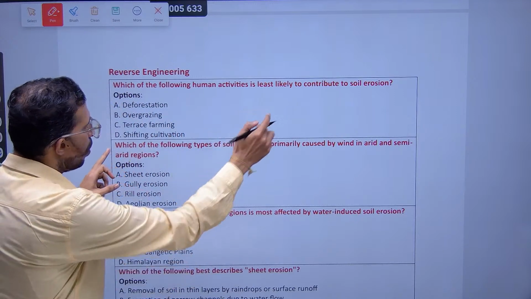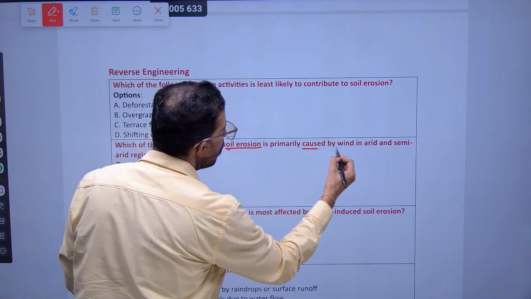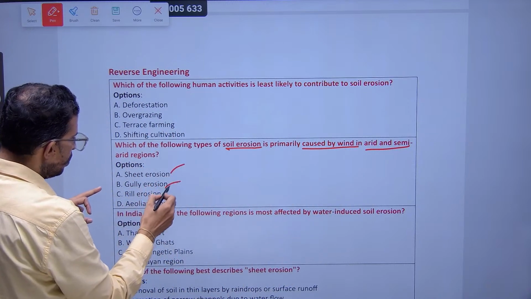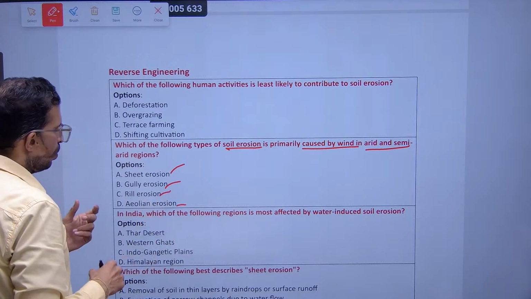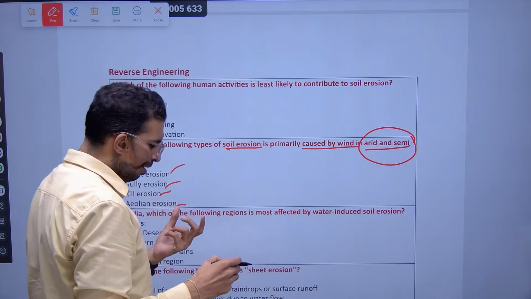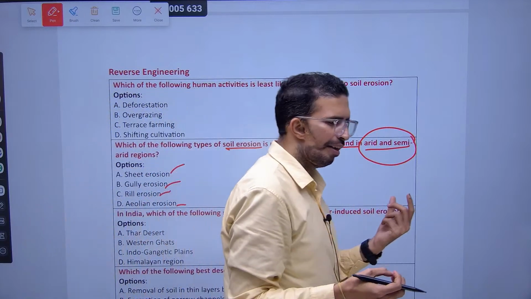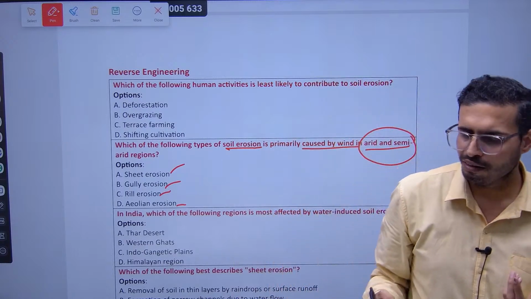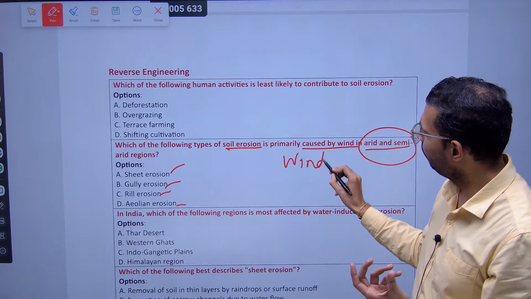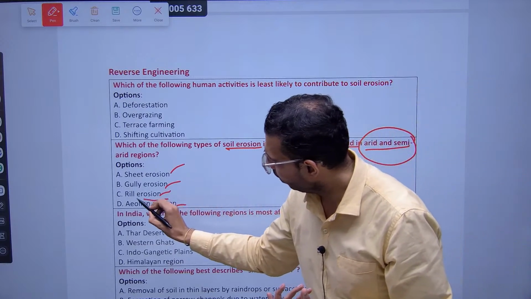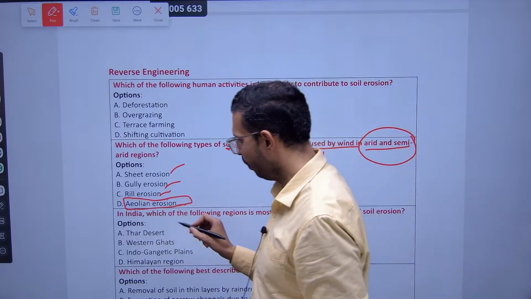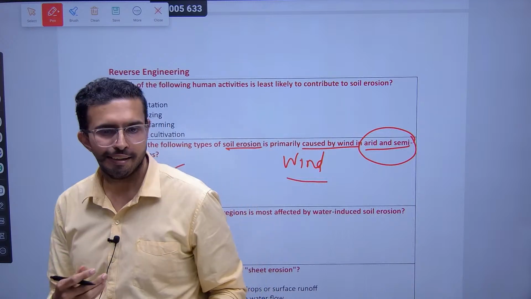Then, which of the following types of soil erosion is primarily caused by the wind in arid and semi-arid regions? Sheet erosion, gully erosion, rill erosion and aeolian erosion. If you see the arid and semi-arid region, there is less vegetative growth and the wind is dominant, and wind related activity is known as aeolian. The word aeolian has the meaning related to the air.